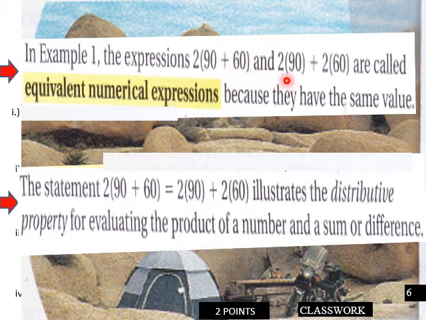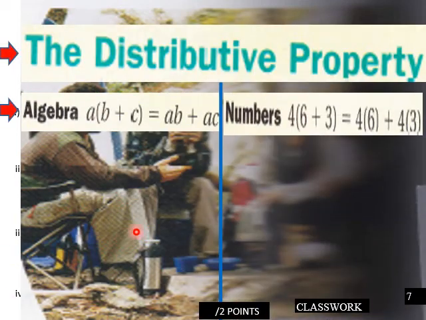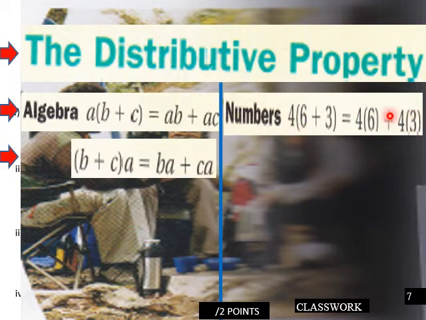In example 1, expressions like that are called equivalent numerical expressions. These are equivalent, it's just that this one has been distributed. The multiplication has been distributed here, but they both equal each other. They have the same values, which illustrates the distributive property. This is the distributive property for evaluating a product of a sum or a difference. Here are numbers, and here are algebraic symbols showing it, A times B plus A times C, and then the numbers here, this would be the way that you would do it.